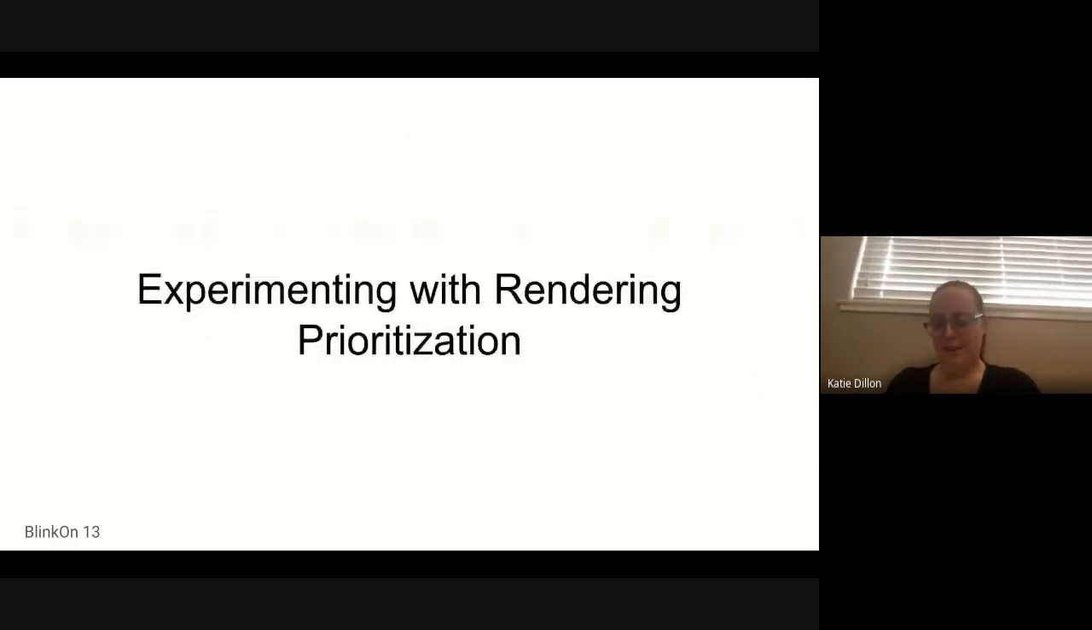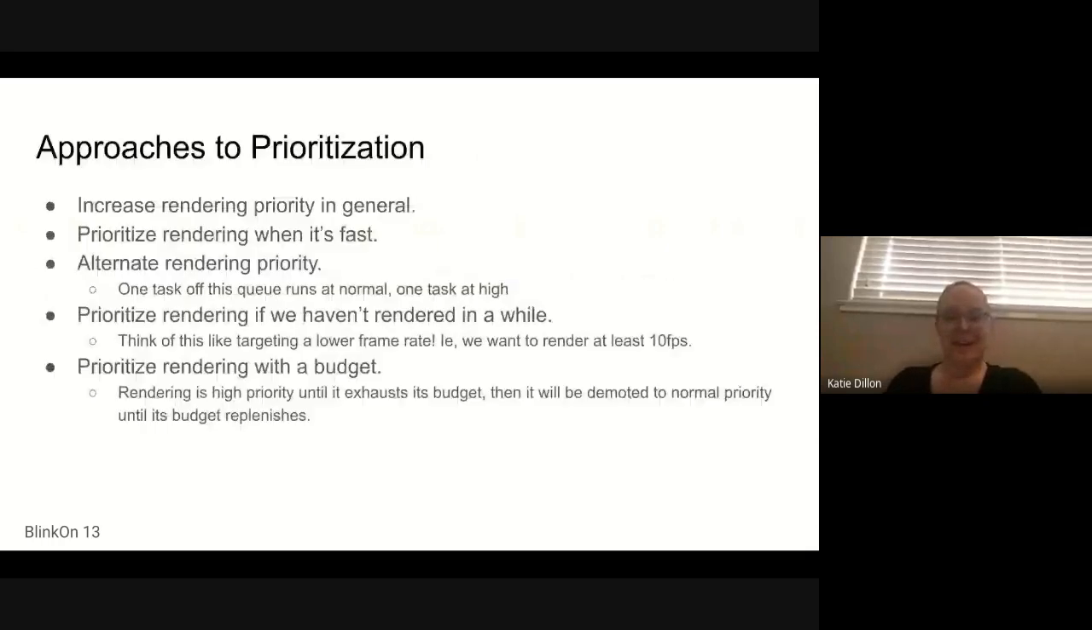Okay, so now I'm going to get into the actual meat and bones of the experiments that we did. We implemented 5 different approaches. We did 4 different experiments, and I'll talk a little bit about that. So the first approach I already mentioned is that we wanted to see what would happen if we increased rendering priority just in general.